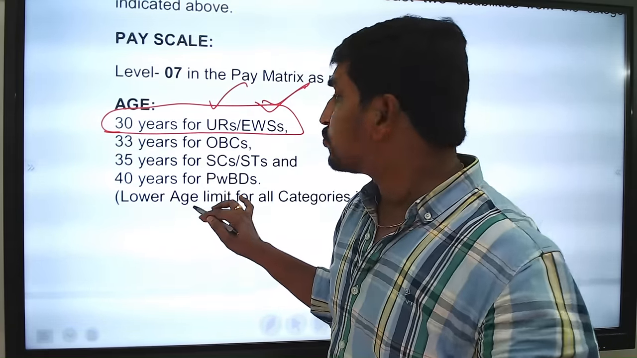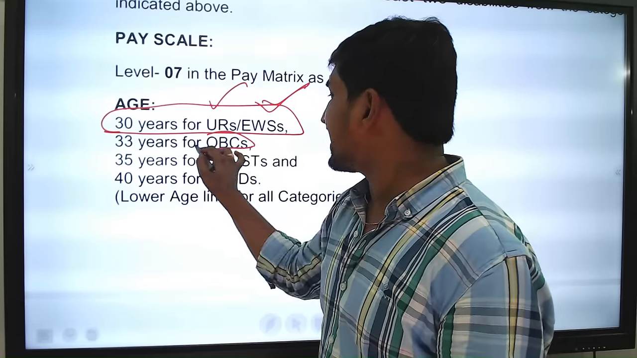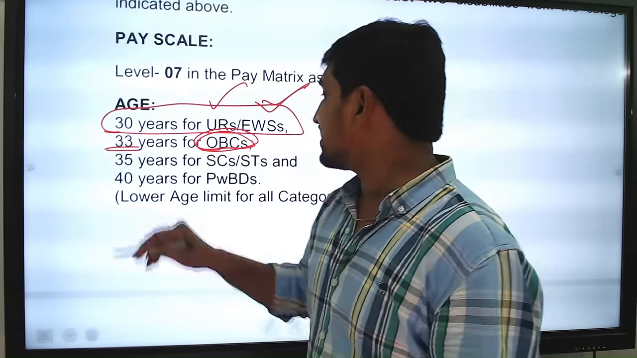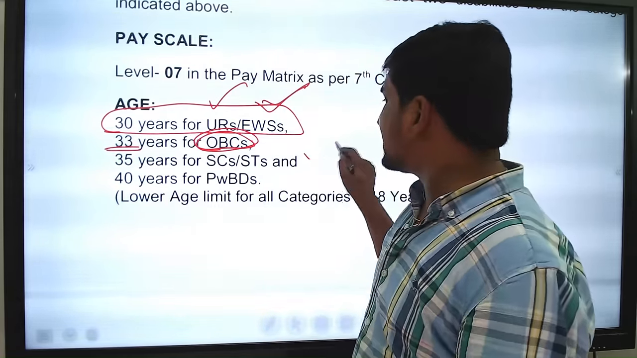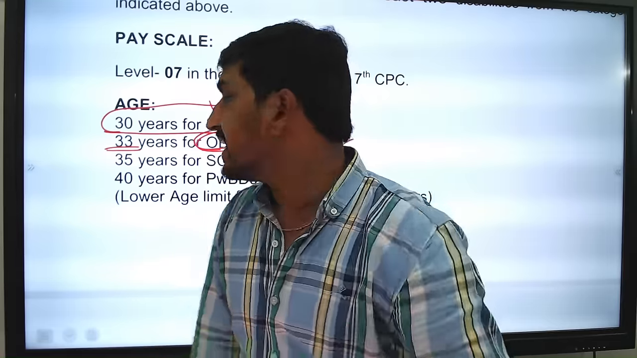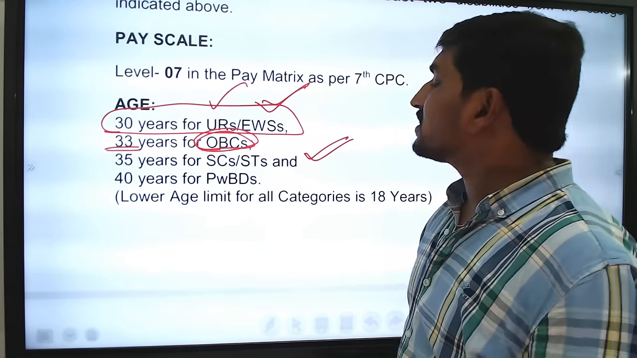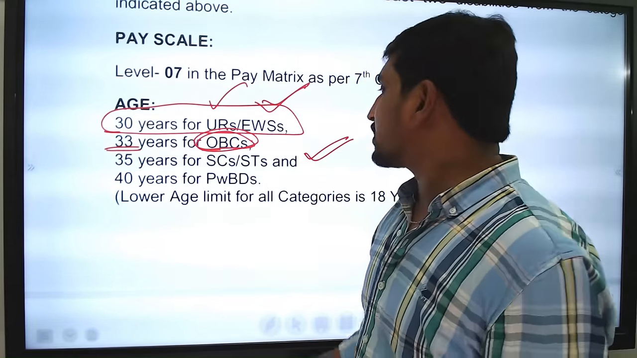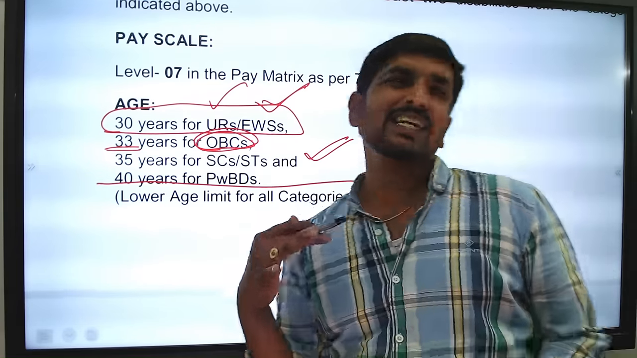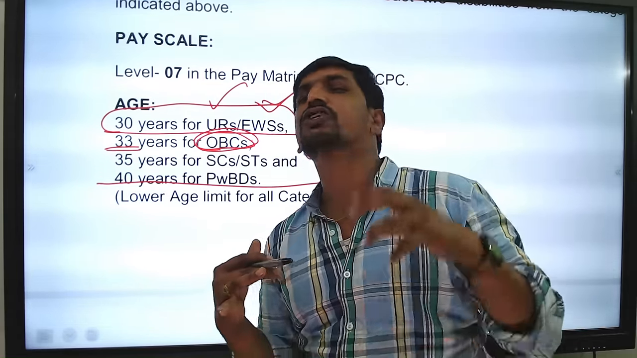If they belong to the OBC, BC category, there is a 33-year limit. If they are SC and ST, there is a 35-year age limitation. And if they are in the disability category, it is 40 years. So this is exactly what they are asking, the age limitations, to check your age.